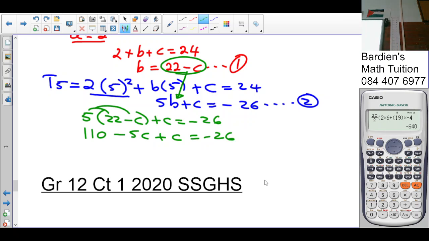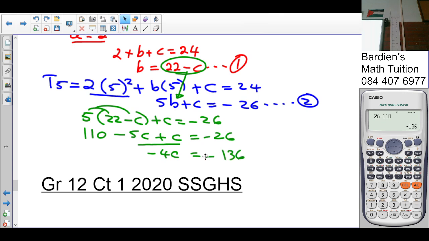Alright. We take that, it's going to give you negative 4c. Now we put on the calculator negative 26 minus 110. It's going to give us negative 136. Negative 136 divided by negative 4 gives us 34. So c is 34.